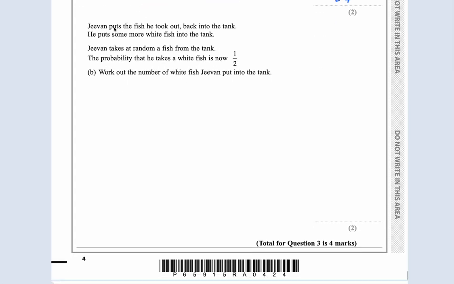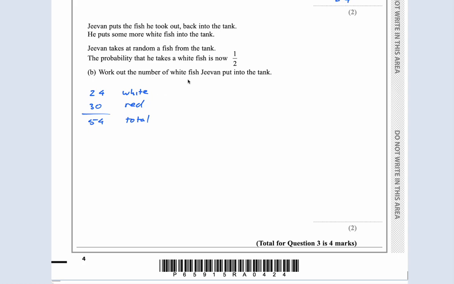Okay, he then puts back the fish, right? Fine. He puts some more white fish into the tank. He takes a random fish from the tank, and the probability he takes a white fish is now a half. Okay, let's have a think about this. So originally 24 white. There's 30 red because there was a total of 54.